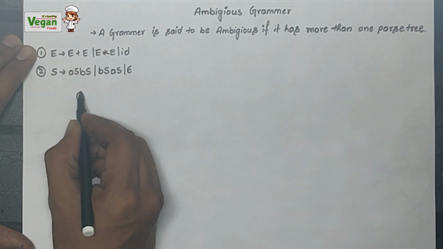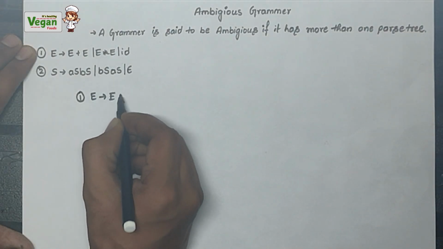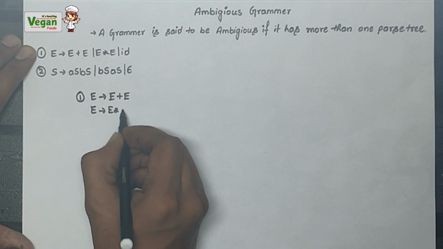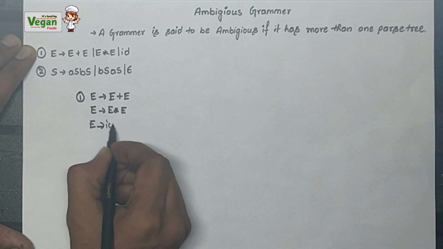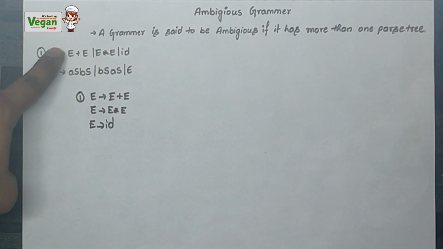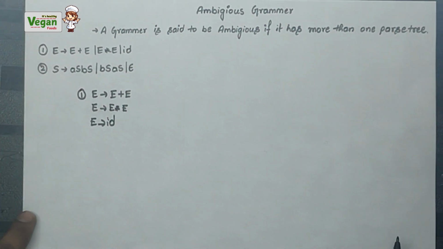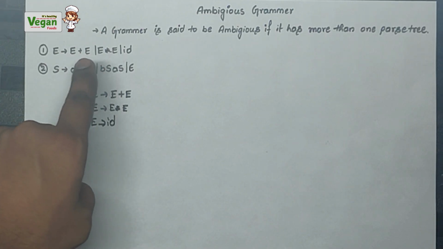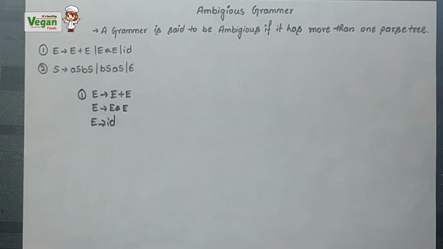Now let's consider the first question: E producing E plus E, E producing E star E, and E producing ID. Because the left hand side is the same, they have written it in a single line. The slash means this is another production, like that, three productions. Now using these three productions, we must try to build more than one parse tree. If we build two parse trees, then we can call it ambiguous grammar.